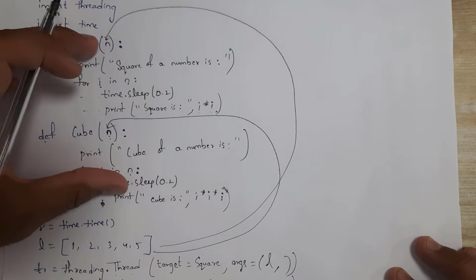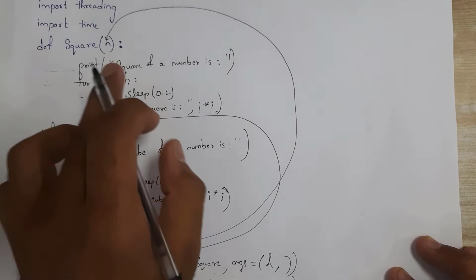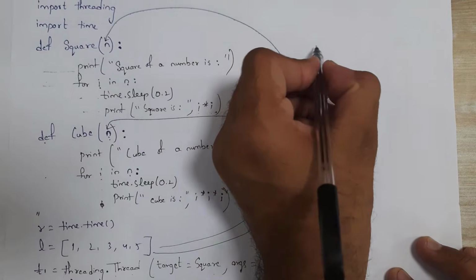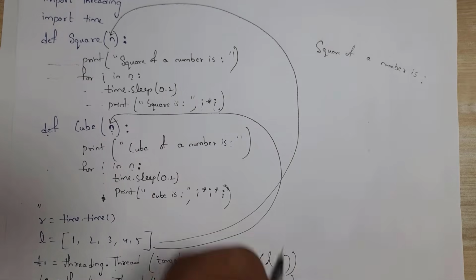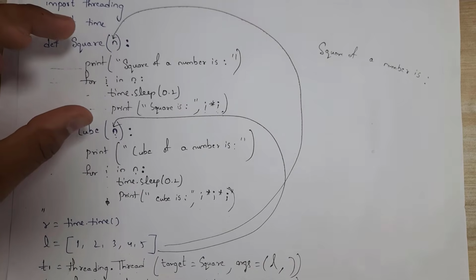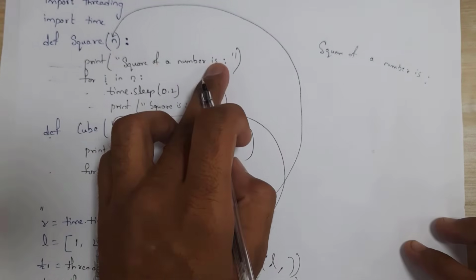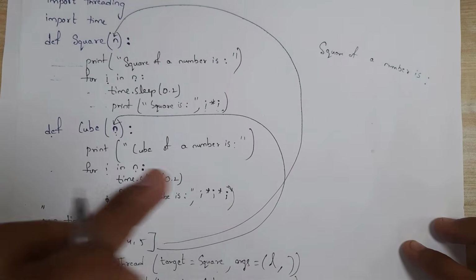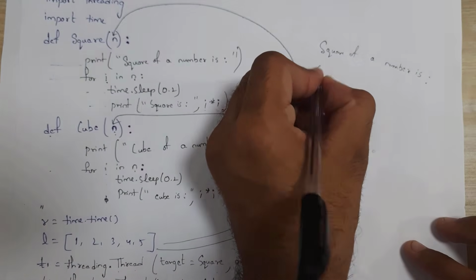Guys, whenever you execute this complete program, you will get output. At first it will display square of a number is, and next it will display cube of a number is. At a time it will execute these two functions. So at first it will print square of a number is, which is present in square function, and next it will print cube of a number is.